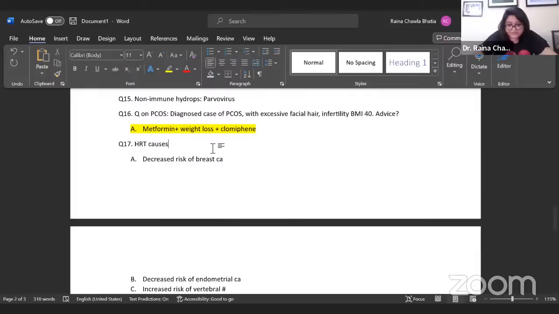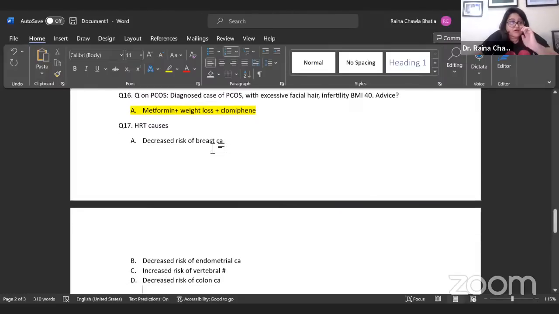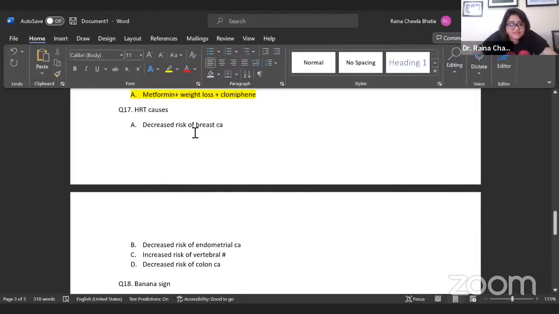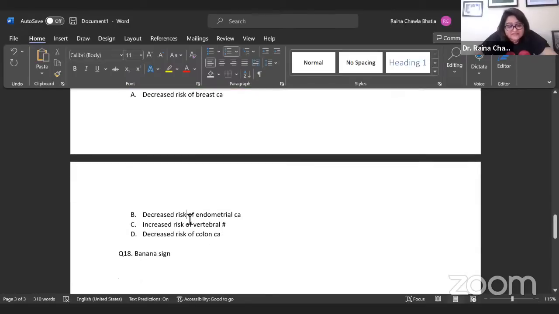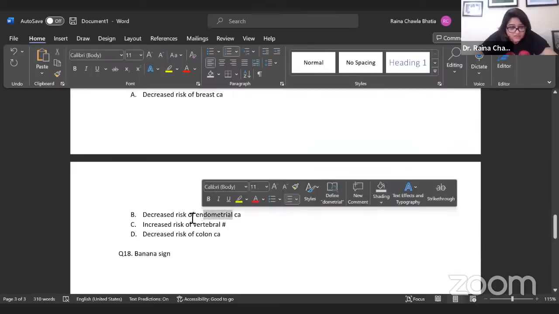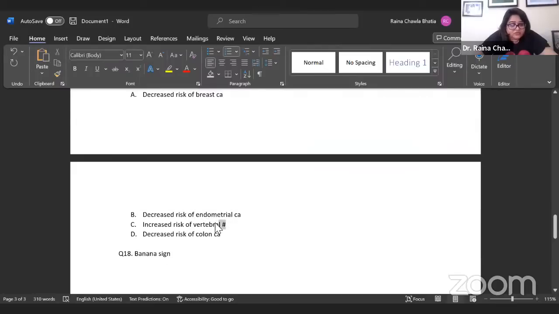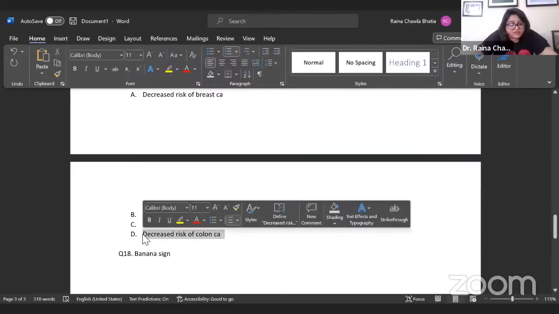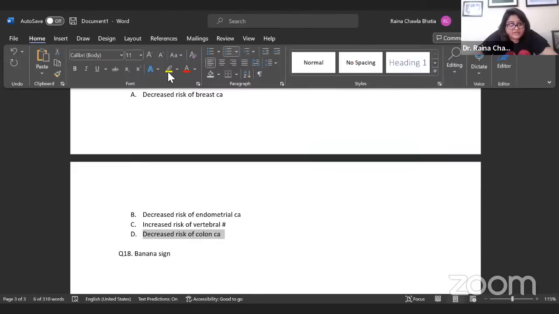Then HRT, hormone replacement therapy, causes what? Does it decrease the risk of breast cancer? No, it increases the risk. Does it decrease the risk of endometrial cancer? It doesn't decrease the risk, but only estrogen containing HRT increases the risk, so this is also out. Increased risk of vertebral fracture? No, it decreases the risk of vertebral fracture. It's used in osteoporosis. Decreases the risk of colon cancer is right. HRT will reduce the risk of colon cancer.